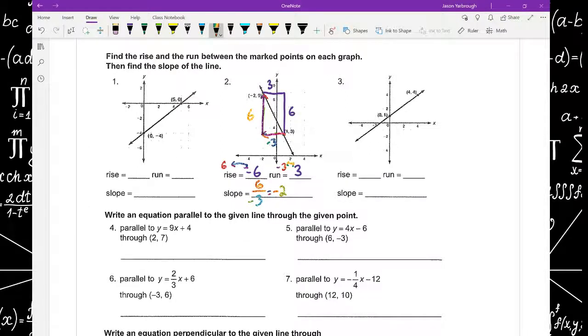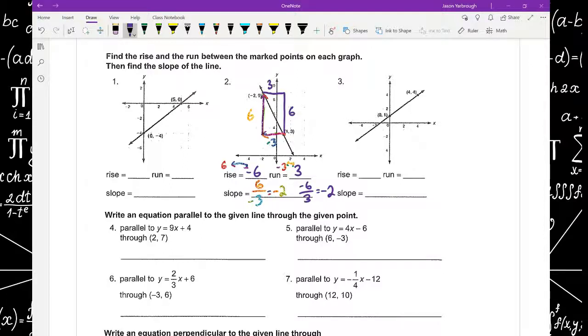Now if I use the original one that I did, which was negative 6 and 3, then that would be negative 6 over 3. Negative and positive still gives us a negative, and then 6 over 3 is still 2. So either way, you get the same answer. It doesn't matter. But again, remember, it's going to be a negative slope because we're going down when we're going to the right.